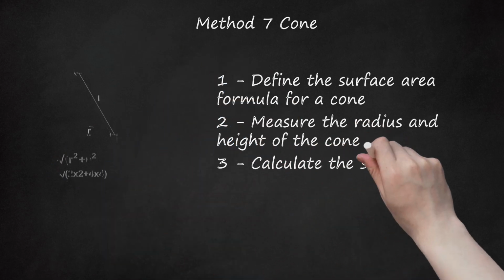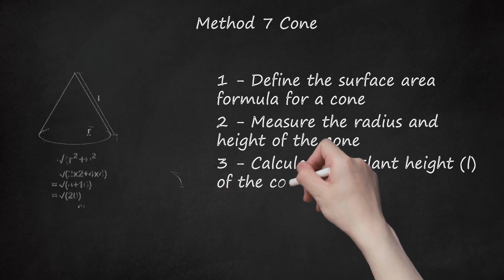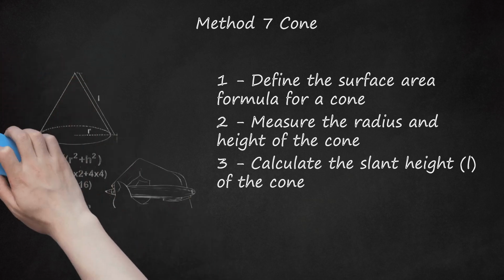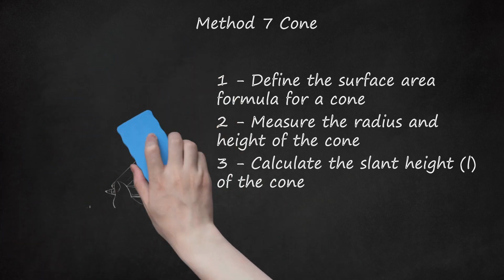3. Calculate the slant height, L, of the cone. Because the slant height is actually the hypotenuse of a triangle, you must use the Pythagorean theorem to calculate it. Use the rearranged form, L equals the square root of R² plus H², where R is the radius and H is the height of the cone. Example, L equals the square root of 2 times 2 plus 4 times 4, equals the square root of 4 plus 16, equals the square root of 20, equals 4.47 centimeters.